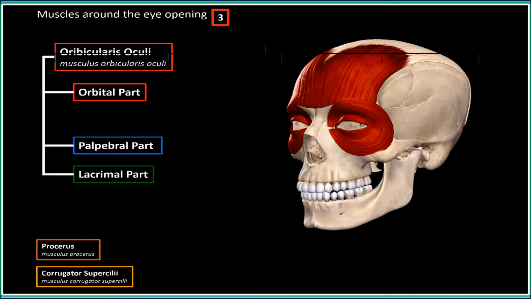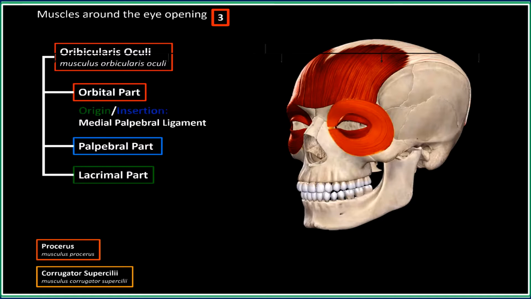So the orbital part is this one. It originates from the medial palpebral ligament, then goes around the whole eye in a loop, and then inserts at the medial palpebral ligament again. The medial palpebral ligament is just a small ligament located on the medial end of the eyelids.